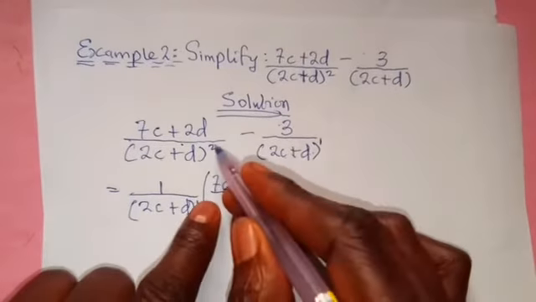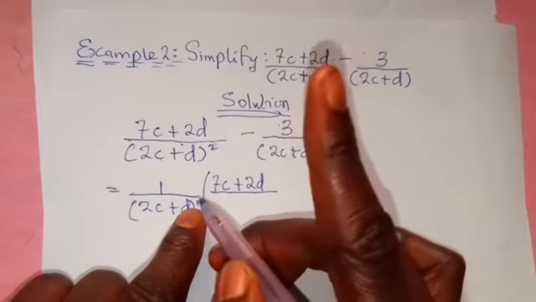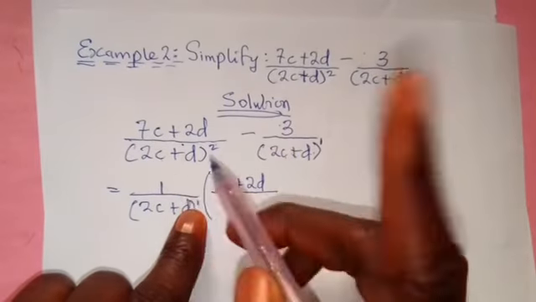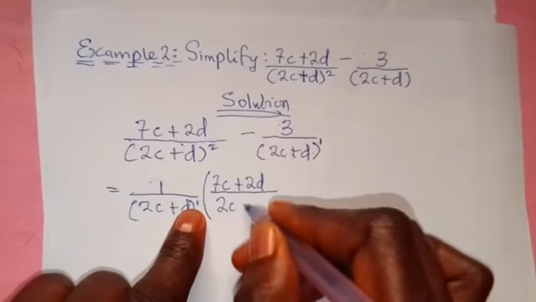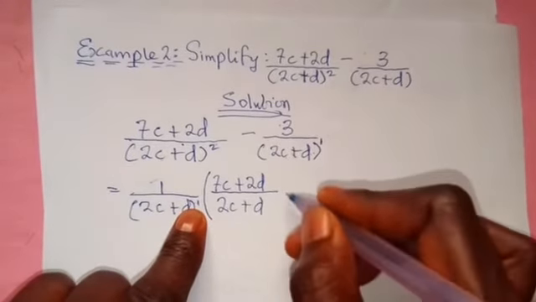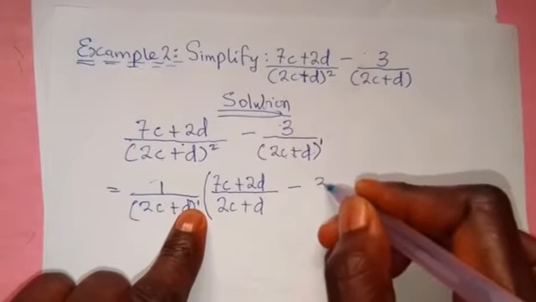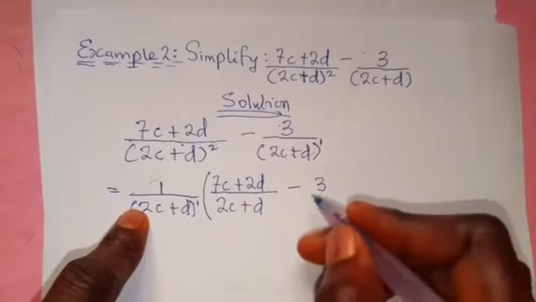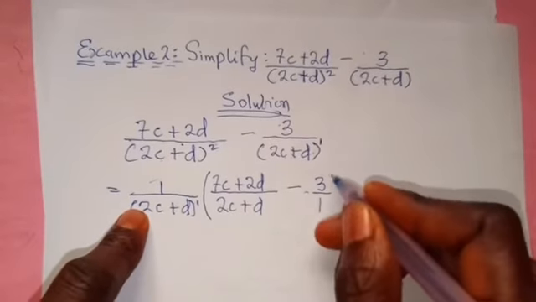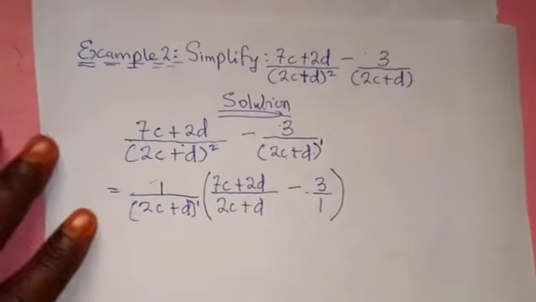So 2 minus 1 will give us 1. That means we are having 2c plus d at the denominator here. So write our 2c plus d here. Then minus 3. Then this 2c plus d has been factorized out. So in its place you'll be left with just what? 1. That's what we're left with.